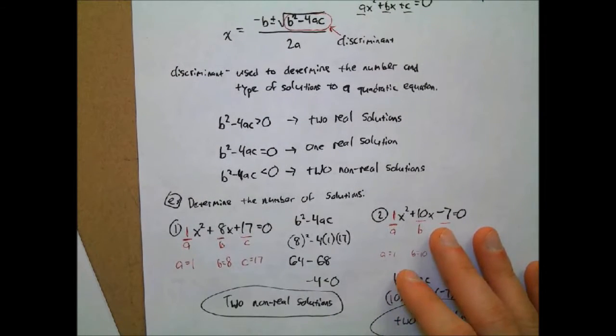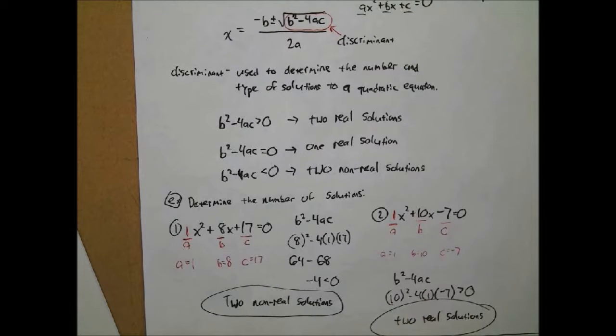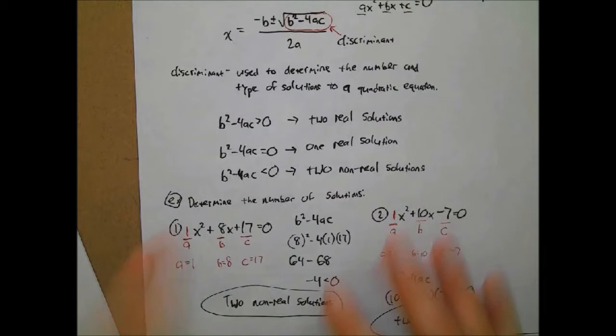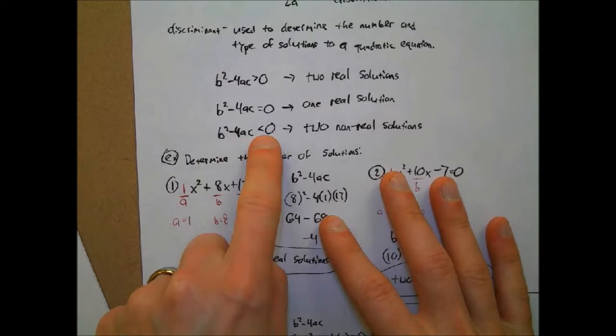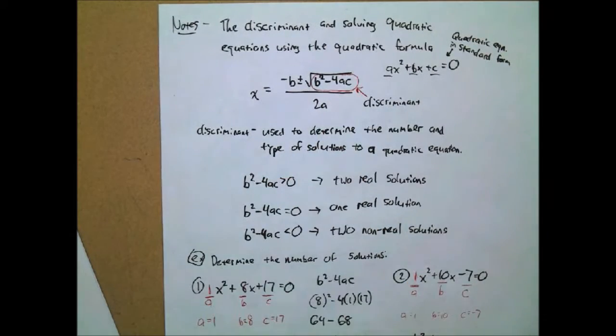So for 2 non-real numbers, like imaginary numbers? Yes, exactly right. Which makes sense because if this is less than 0, that means it's negative. And when you take the square root of a negative number, you get an imaginary number. And that's where it comes from. So it's all related.